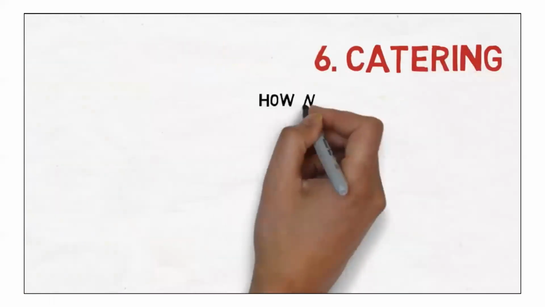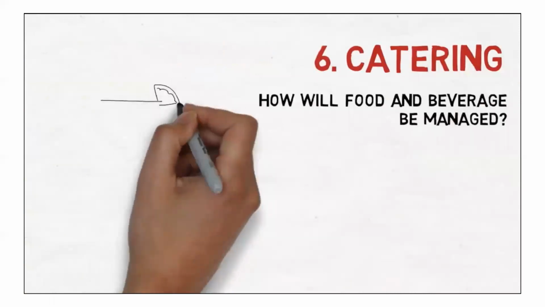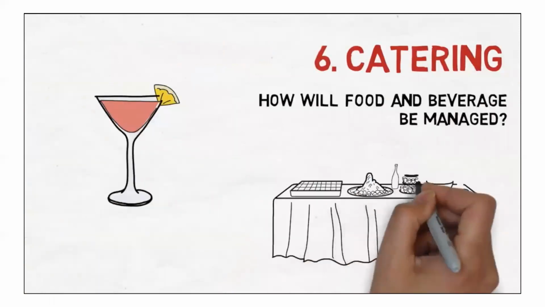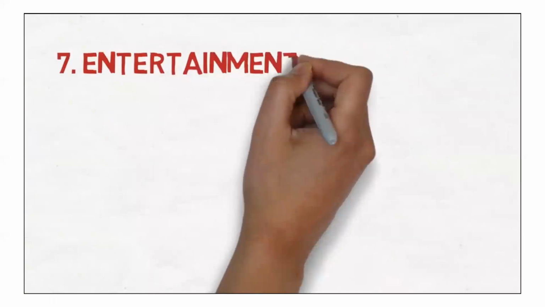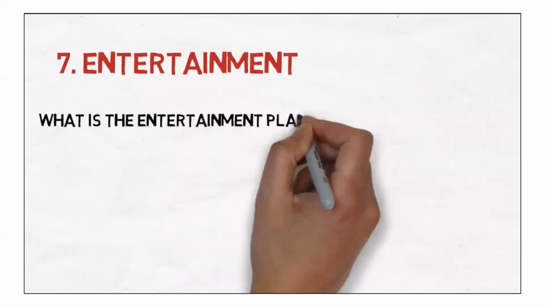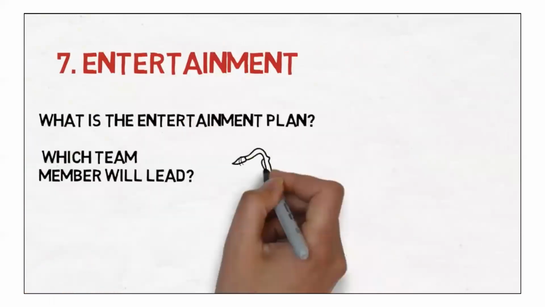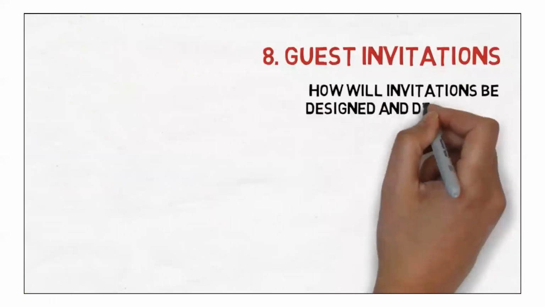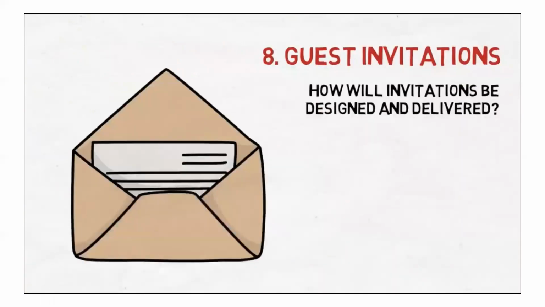Number 6. Catering. How will food and beverage be managed at the event? Number 7. Entertainment. What are the entertainment needs for the event, and which team member will lead this? Number 8. Guest invitations. How will invitations be designed and delivered to the event guests?